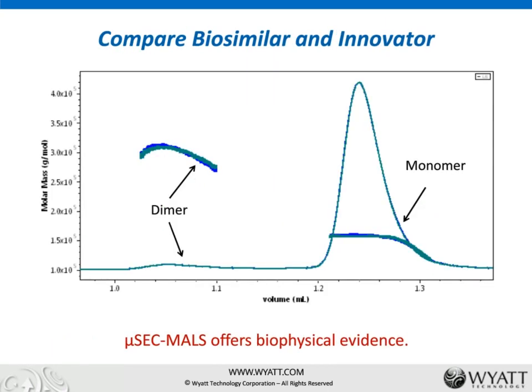We can also use µSEC-MALS to compare biosimilars and their innovators. Before I discuss the different biophysical and analytical evidence we can gain from µSEC-MALS, I would like to bring your attention to the dimer peak here. You probably notice there's a curvature in the molecular weight across the dimer peak, unlike the flat molecular weights across the peaks we saw earlier. But this curvature usually is the telltale sign of the self-association nature of the protein. In this case, because the peak eluted with a concentration gradient, there's a different mixture of protein oligomers in the peak.